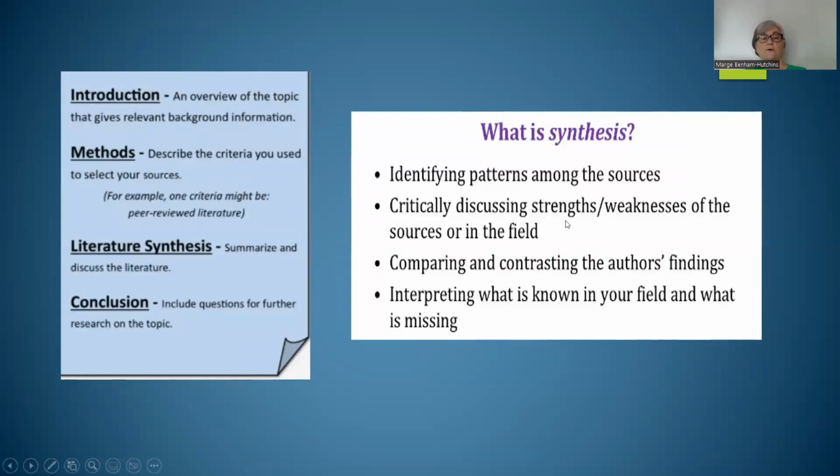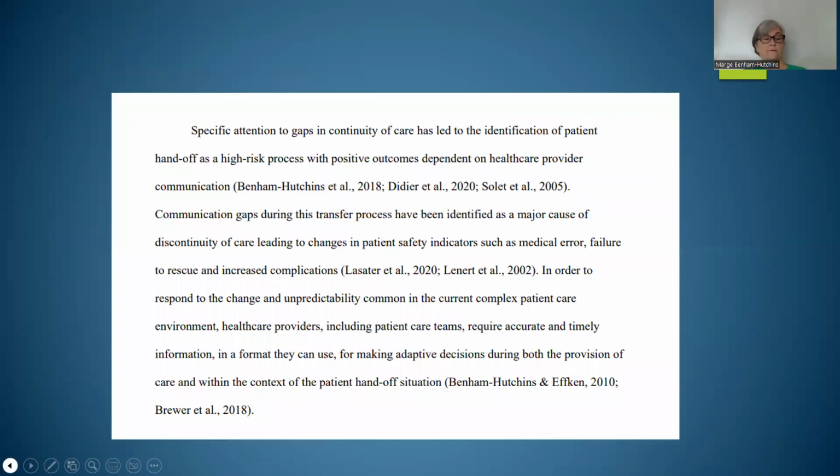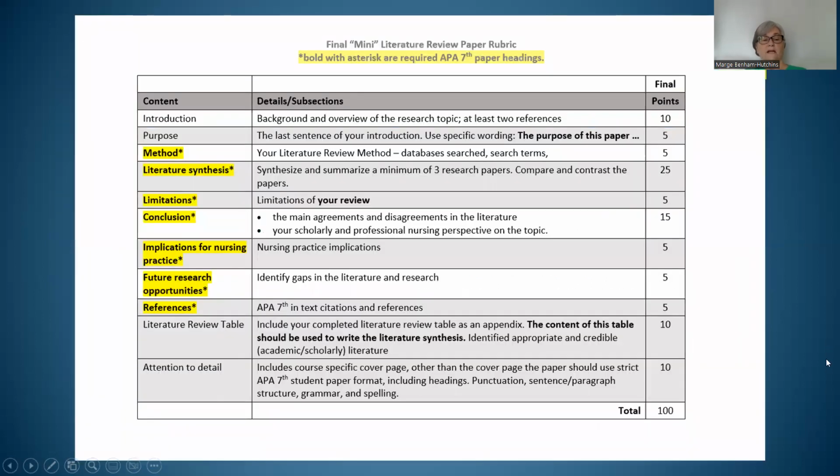So overall, let me just go back real quick. Sorry about that. And then you also want to make sure of attention to detail. Include this course-specific cover page. Other than the cover page, everything is going to be strict APA student paper format. Please don't include running heads and that type of thing.